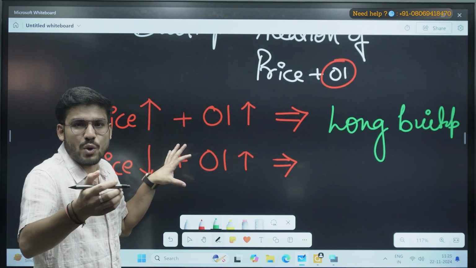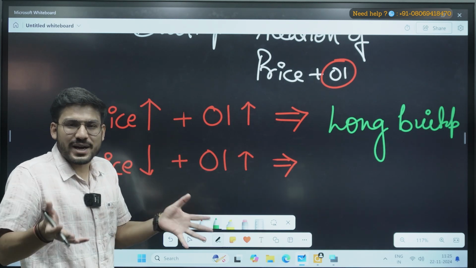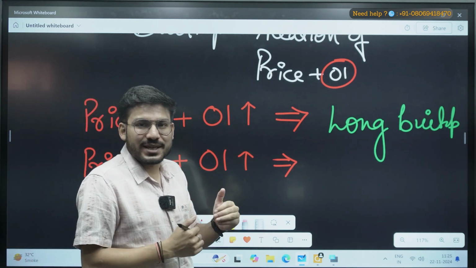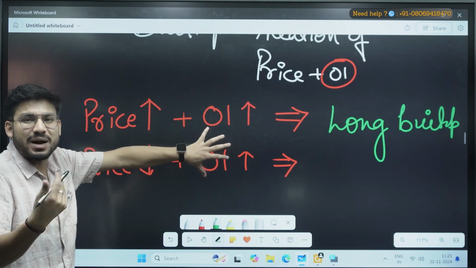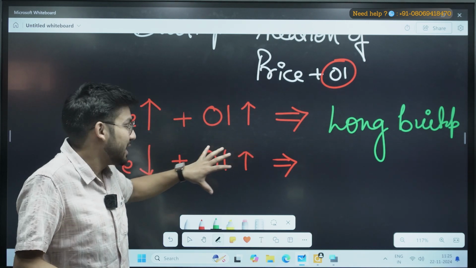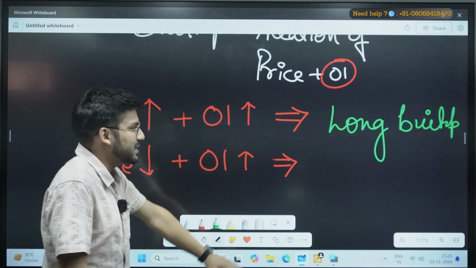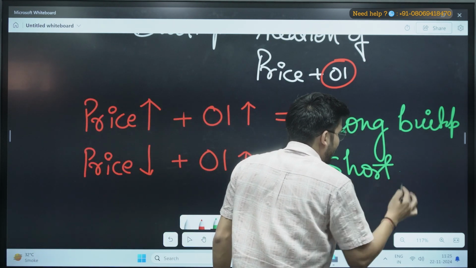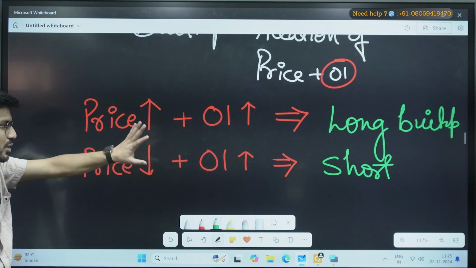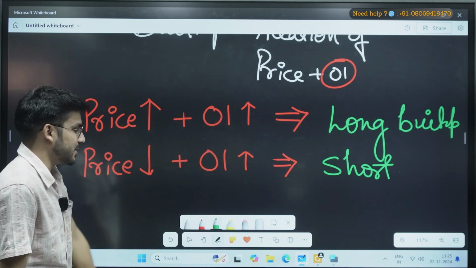Out of my futures OI or contracts, the sellers must be aggressive, and that is why my open interest is decreasing. And at the same time, if the contracts are increasing, it means the participants are also increasing in the market, right? So that means my built-up is short. So the market will be in the bearish direction, you can say. The built-up is short, right? Because when the price is falling, the open interest is increasing.